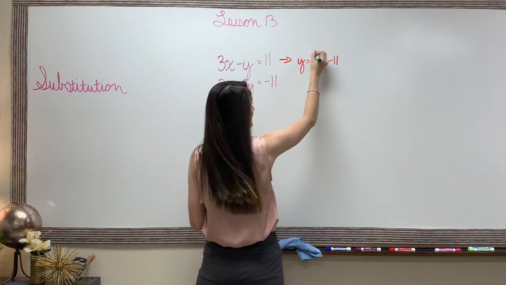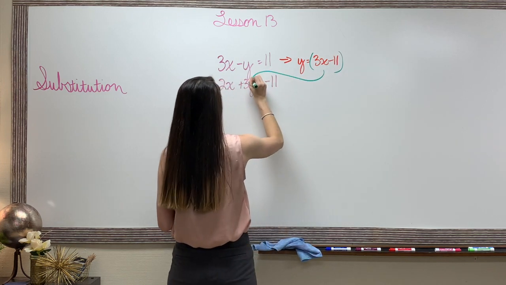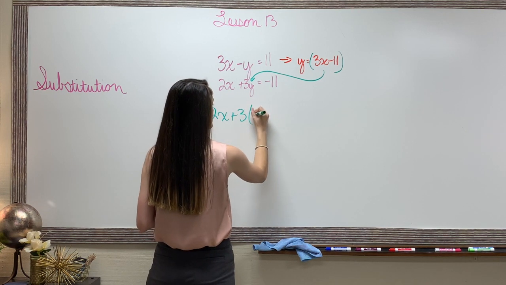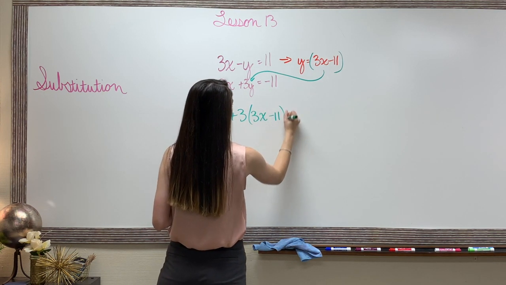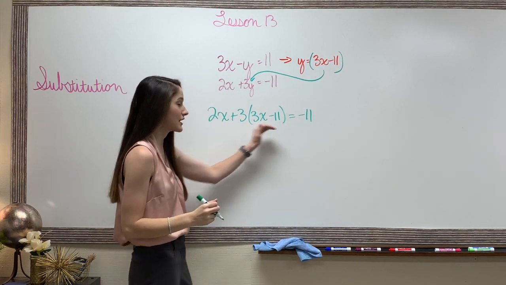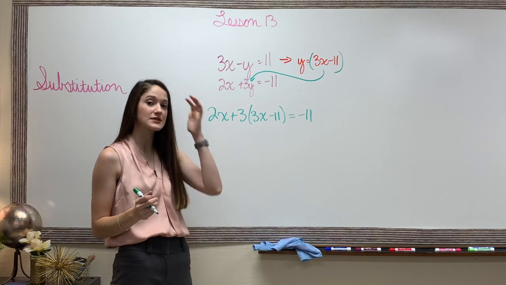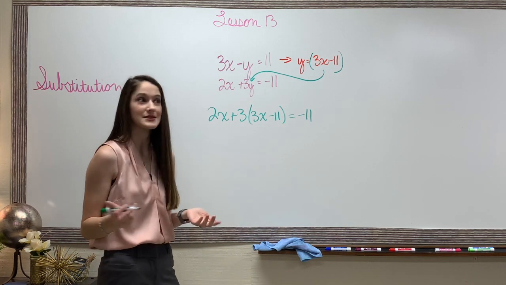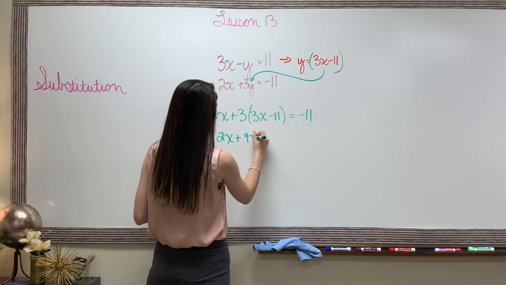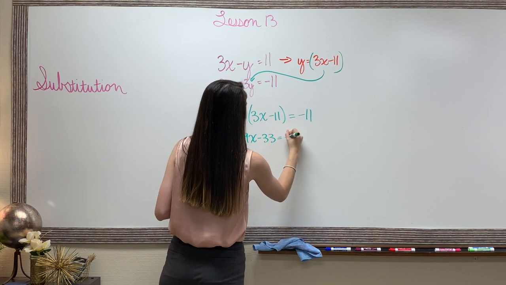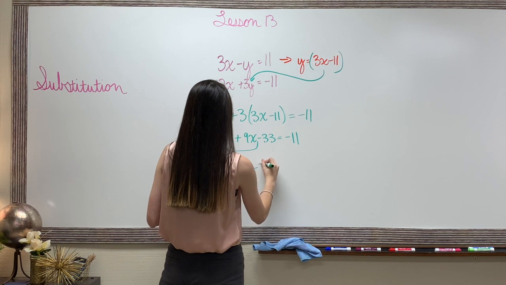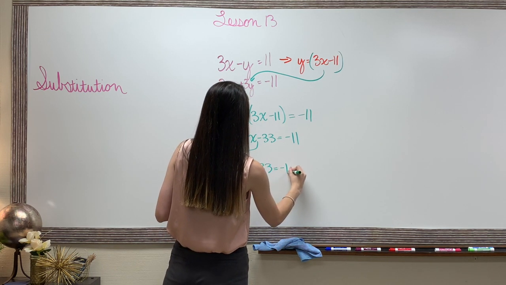Okay, so now we're going to take this value and plug it in right here in place of y. So we have 2x plus 3, open parentheses, 3x minus 11, close parentheses, equals negative 11. Okay, and now we only have one type of variable, x, which means we can solve, and then we'll know what x equals. So let's distribute and solve. So 2x plus 9x minus 33 equals negative 11. We're going to add our like terms. So 11x minus 33 equals negative 11.